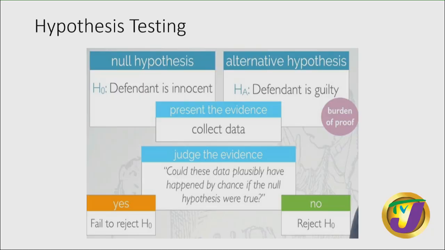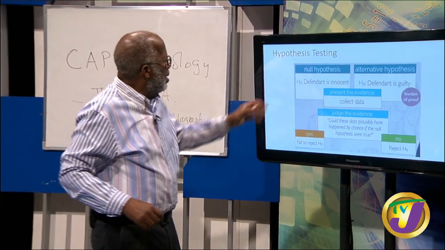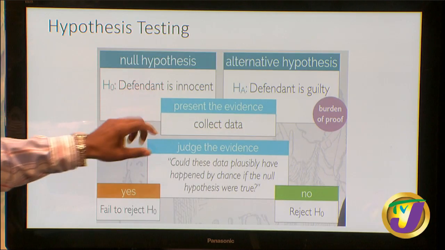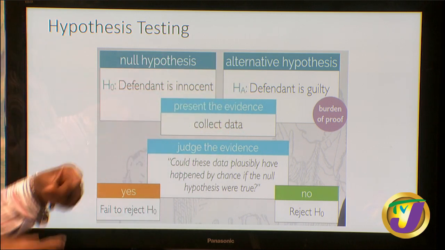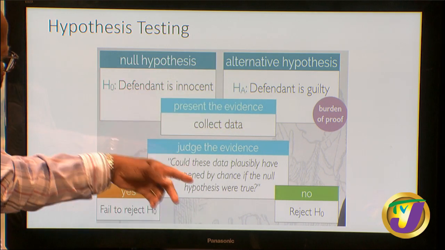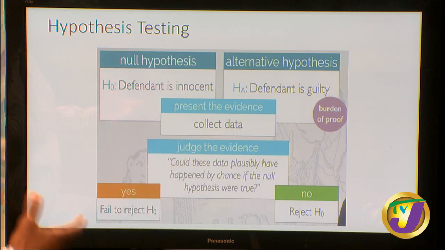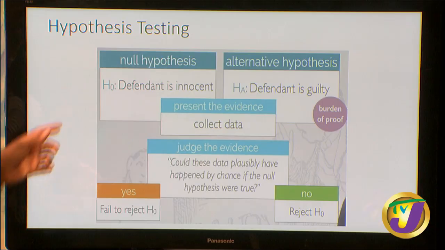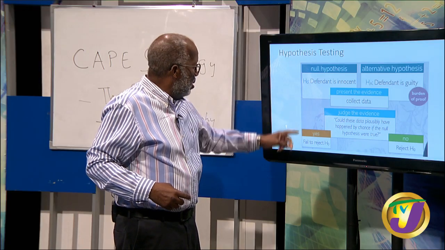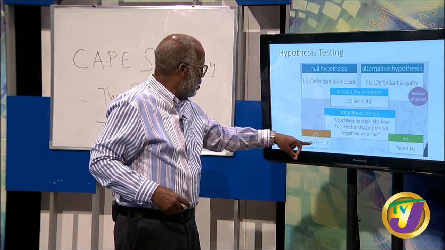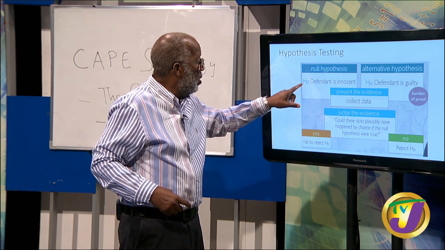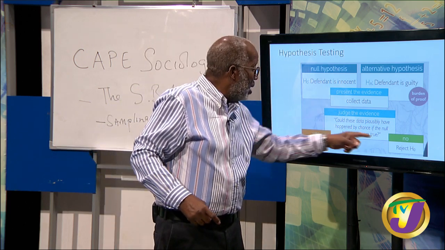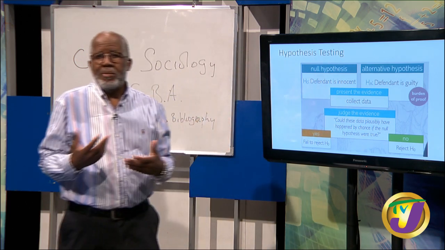The next one we use is the null hypothesis. So here, in terms of explaining, a hypothesis is like an educated guess. So the null hypothesis: the defendant is innocent. And the alternative hypothesis: we are saying the defendant is guilty. So we collect the data, judge the evidence: could these data plausibly have happened by chance if the null hypothesis were true? So if the person is innocent, then of course we have to fail to reject H0, because we have to accept H0, that the defendant is innocent. If it's the other way around, then we have to reject it. So we have to have that burden of proof. So we use hypothesis to also explain.